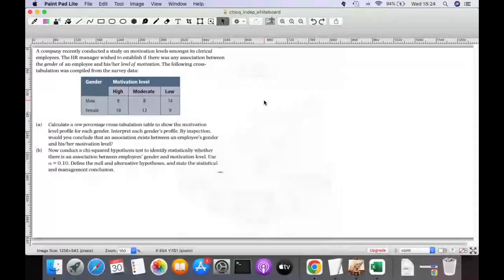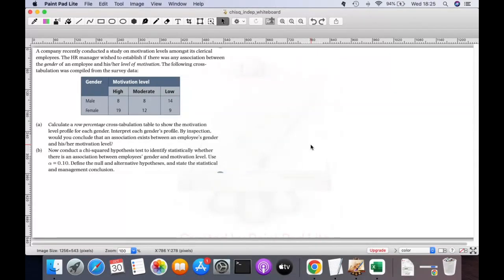All right, let me share my screen. I'm going to be sharing the whiteboard with you. If you can't see the whiteboard, just give me a heads up on the chat. Otherwise, I'm just going to assume that you can see what I'm showing you, which is basically some text that starts with a company recently conducted a study on motivation levels. Right. So before I explain this problem, let me describe what this learning unit is about.